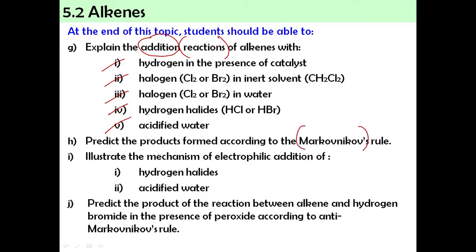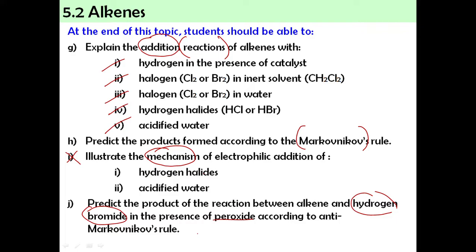And the next one is the mechanism. But for this, I'm going to hold the mechanism first. Okay, I'm not going to explain this mechanism for this video. Jadi untuk mechanism kita akan tengok video yang seterusnya. And the last one that I'm going to explain in this video is the reactions of alkene with hydrogen bromide in the presence of peroxide, following the Anti-Markovnikov rule.